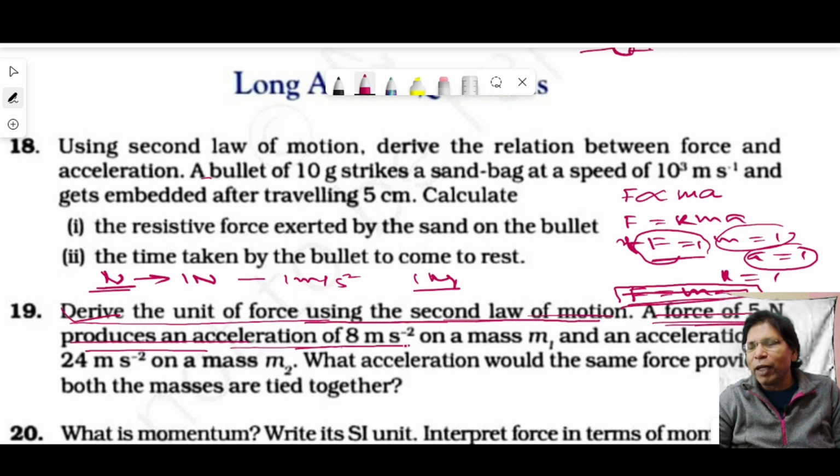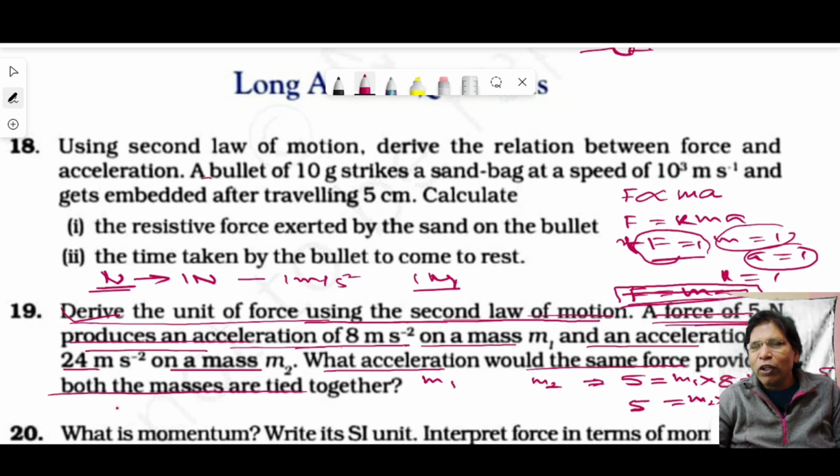Now a force of 5 Newton produces an acceleration of 8 meter per second square on a mass m1 and an acceleration of 24 meter per second square on mass m2. What acceleration would the same force provide if both masses are tied together? First of all we have to calculate the mass of the first body m1 and the mass of the second body m2. From this relation, 5 Newton is the force, the mass is m1 and it produces acceleration 8. So m1 is 5 by 8. The same force produces acceleration of 24 meter per second square, so 5 equals m2 into 24. So m2 is 5 by 24.